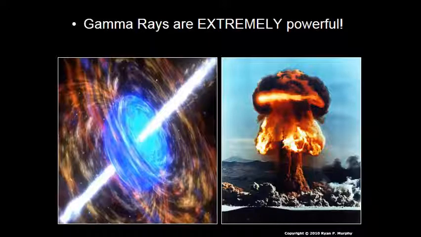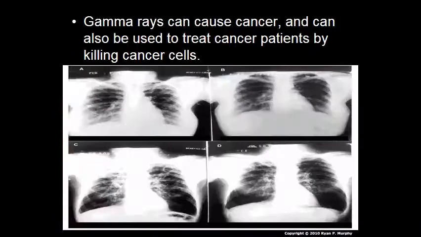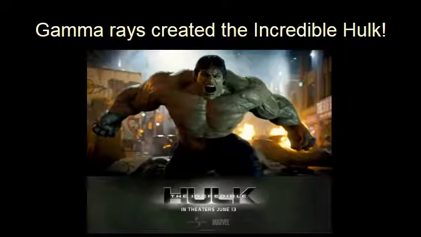The picture on the left is basically a gamma ray burst from a dying star. And on the right, we see a nuclear explosion. Both are sources of gamma rays. An interesting thing about gamma rays is, as we talked about, these very powerful rays can cause cancer, but we can actually use them to kill cancer cells as well. As long as they are very targeted, they can be used to kill tumors and cure people of cancer, even though they can also cause cancer. And last but not least, they are the rays that created the Incredible Hulk.